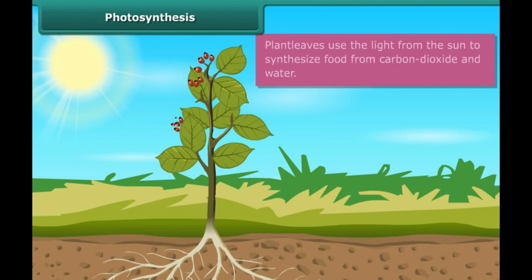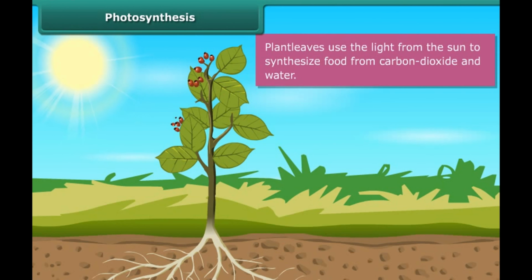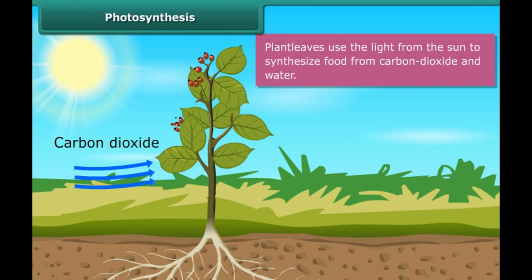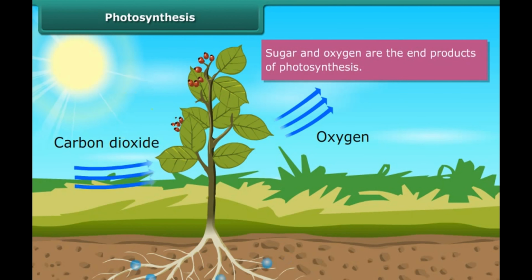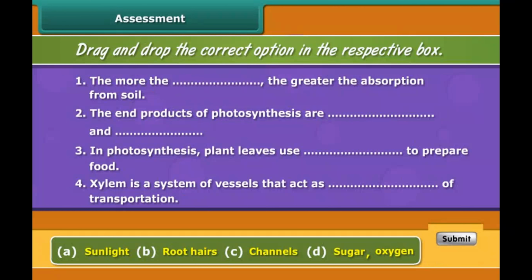In this process, plant leaves use the light from the sun to synthesize food from carbon dioxide and water. Sugar and oxygen are the end products of photosynthesis. It is time to check what you have learned. Drag and drop the correct options in their respective boxes.